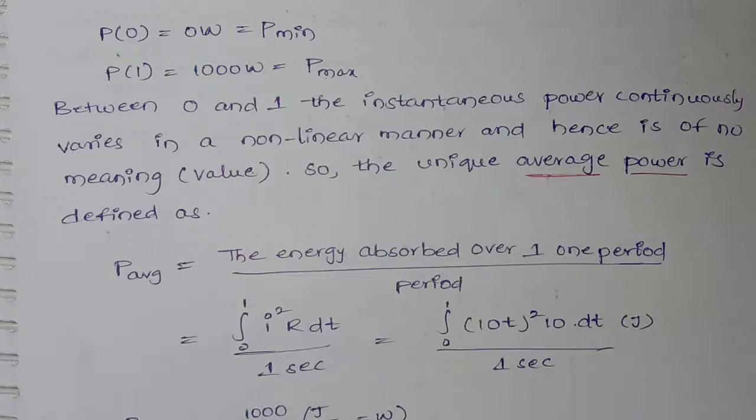This is the average power dissipated by the 10 ohm resistor. This is our required answer.